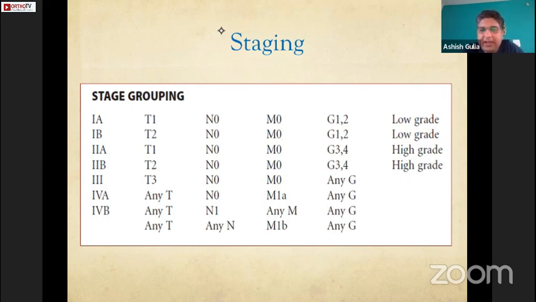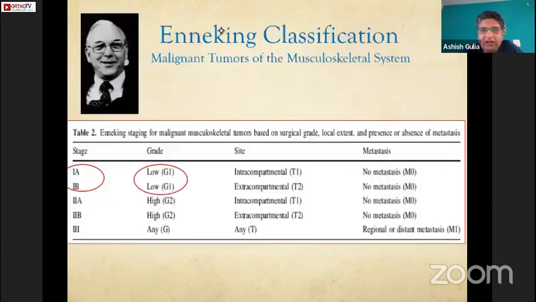plan the treatment, because the staging will let us know regarding the prognosis of the disease as well as what sort of treatment we need to offer. I also mentioned last time that Enneking gave a much simpler classification, which is based upon the grade of the tumor, its extent, and any distant spread.